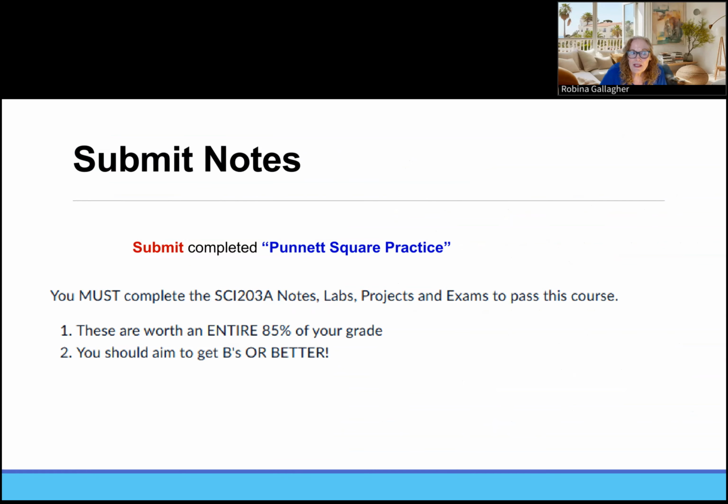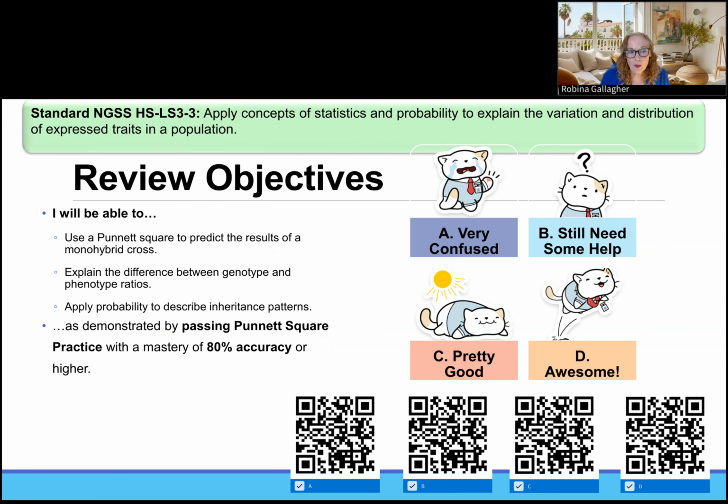Okay. Submit your Punnett Square practice. Remember, this is a mini TGA. This is worth 25 points. So it's going to help your grade, right?